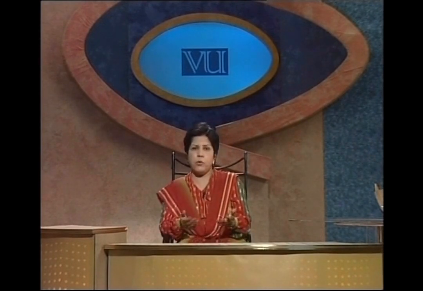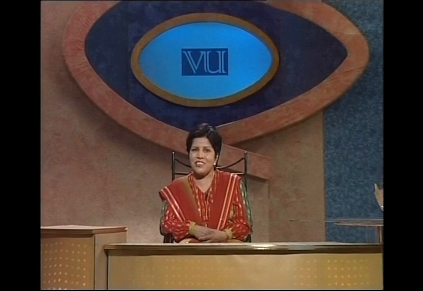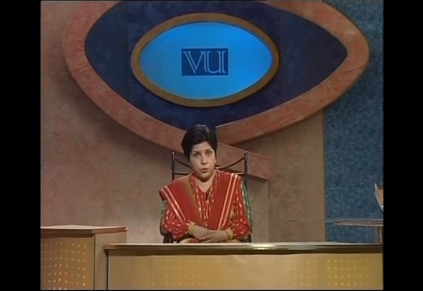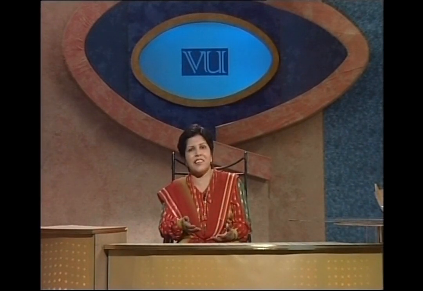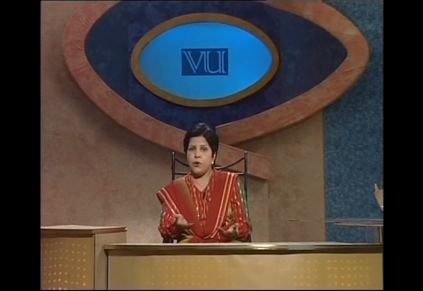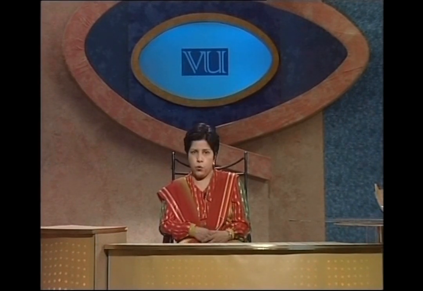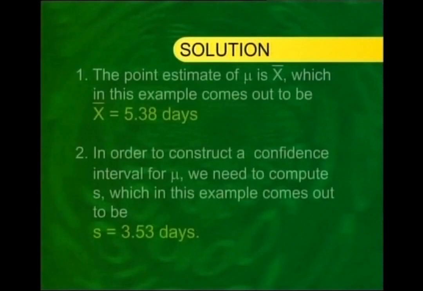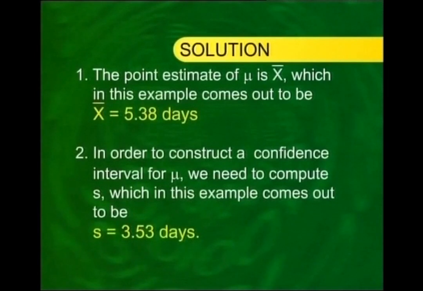So, how do we tackle the situation? Formula to wahi hai jo main kai martaba repeat kar chuki hun aur derive kar chuke hain hum, x bar plus minus 1.96 s over square root of n. To saaf zahir hai students ke sabse pehle hame x bar aur s hi compute karna hai na. So, as you now see on the screen, the computations which are exactly the same as we have learnt earlier lead to x bar equal to 5.38 days and s equal to 3.53 days.